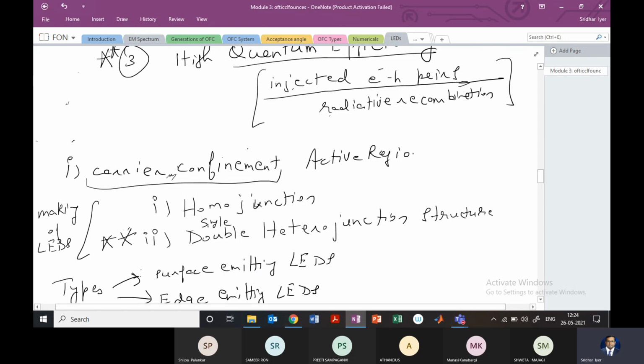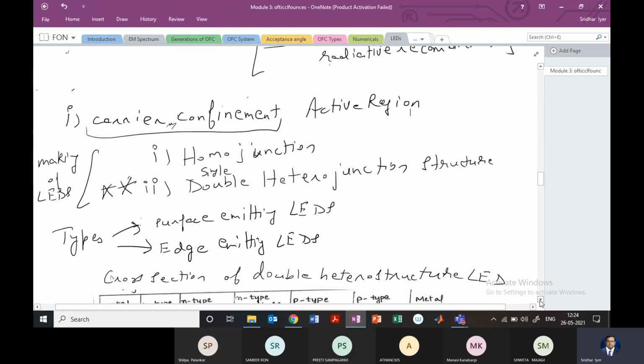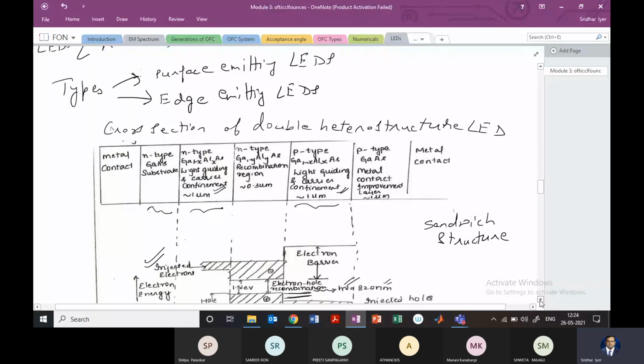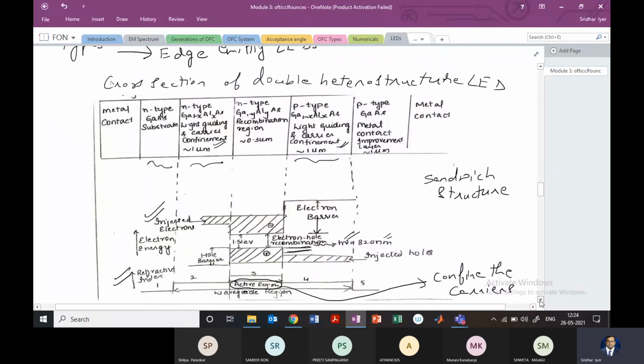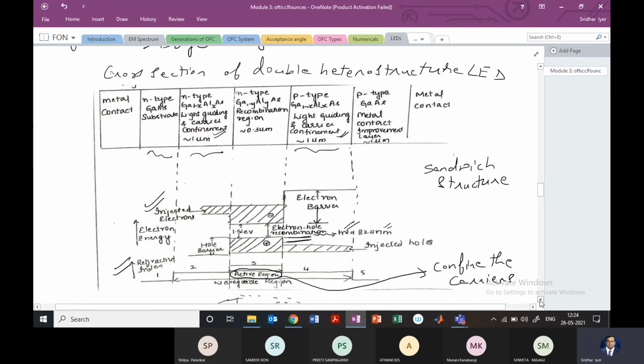And to do that, we could use what is known as the homojunction, or the single or double heterojunction structure, which is having different alloys together. The types of LEDs specified in your syllabus are surface emitting and edge emitting. So last lecture we looked at a cross section of a double heterostructure. This is also there in the notes which I have provided. This is also known as the sandwich structure, and you can see in the active region we'll be able to confine the carriers there, and how the injected electrons will be converted into the corresponding light.